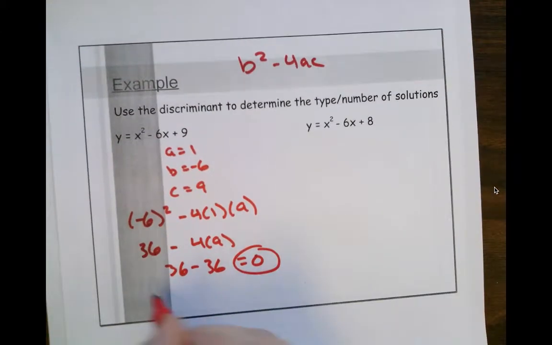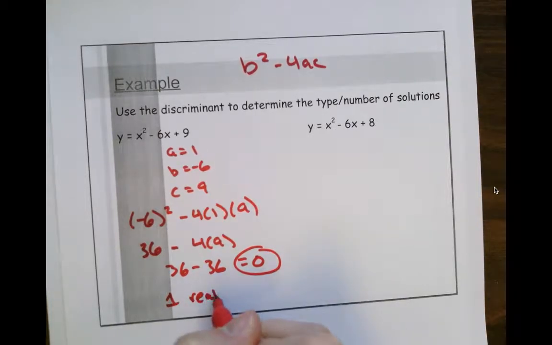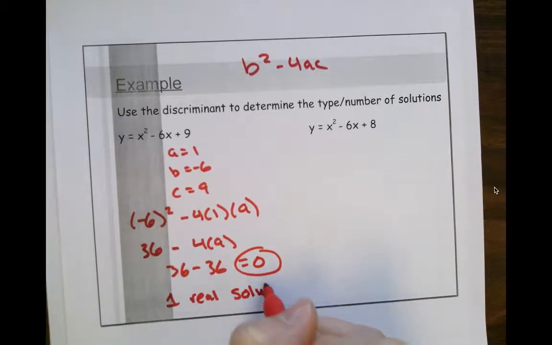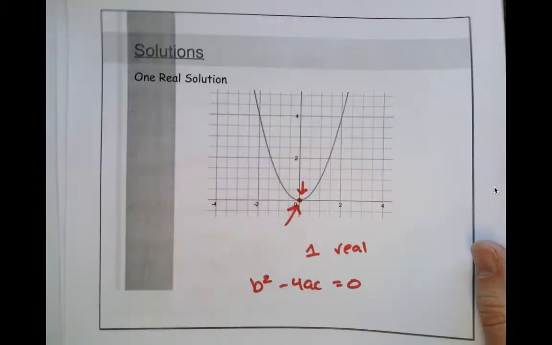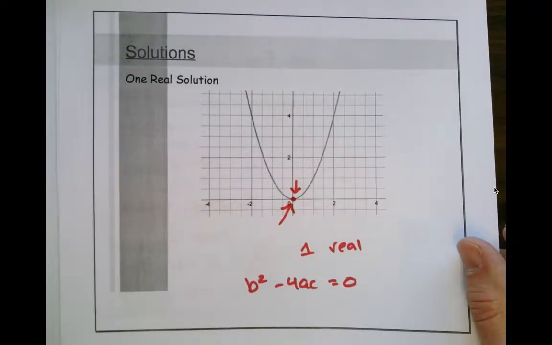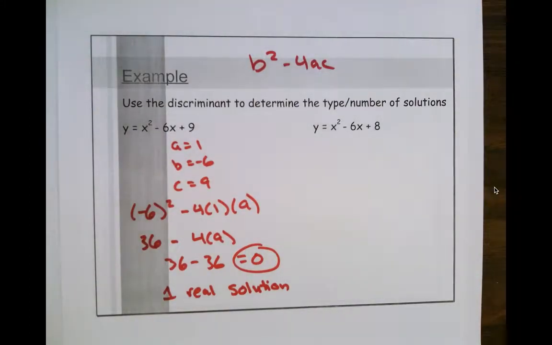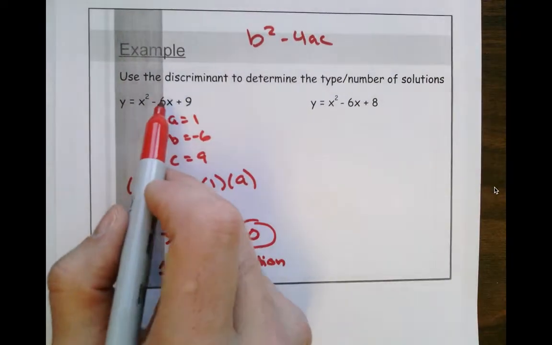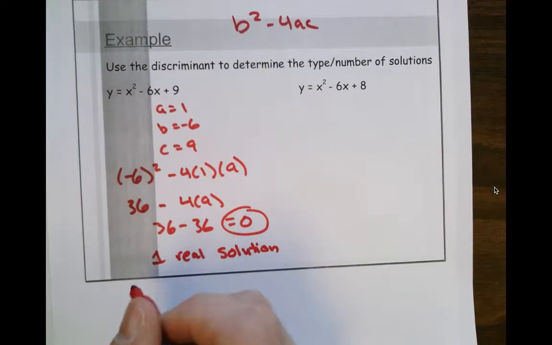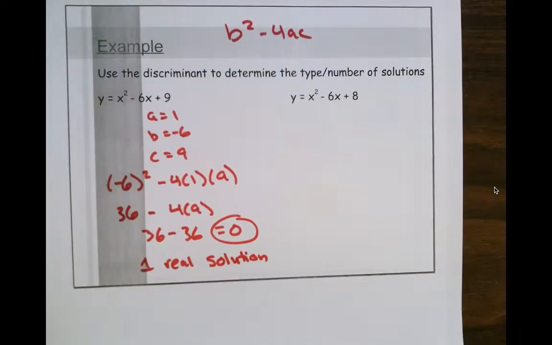What that tells me is I'm going to have one real solution. And what that looks like on a graph, again, means the vertex is the only point that touches the x-axis. So it would look like this. I'm not saying this is the exact one, but it would look something like that. So you would get one answer. If you wanted to know what our one answer would end up being, you can calculate that using the quadratic formula, which we will move forward and do.